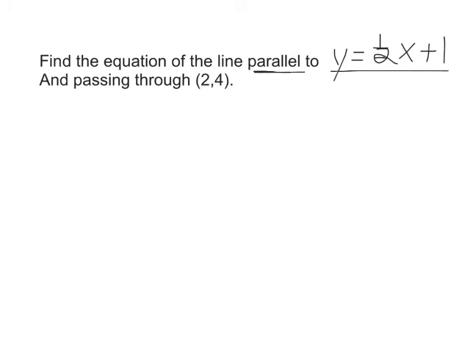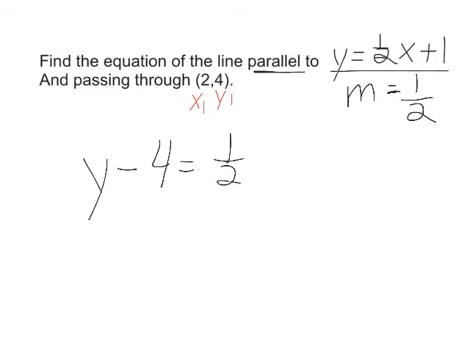Okay, parallel lines have the same slope. So first, find the slope of this line. What's that going to be? So it'll be the coefficient on x since it's in slope-intercept form, so that's 1/2. Since parallel lines have the same slope, 1/2 is what I will use also. We'll make that x1, y1. So y minus y sub 1 is equal to m times x minus x sub 1.